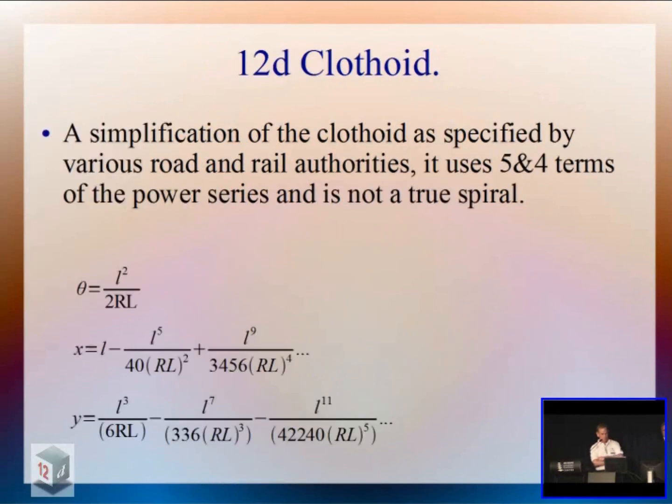Quick reminder, the 12D clothoid, or the clothoid as specified by most of the road authorities here, is a simplification of the true clothoid. And it uses 5 and 4 terms of the power series, and again, it's not a true spiral. It doesn't loop into itself like that. It goes a little bit like that, then it just wavers off in the distance like your normal mathematics functions. Again, as you see, it's not rocket science material, the mathematics behind it. There's just clear definition, very simple calculation by computer.